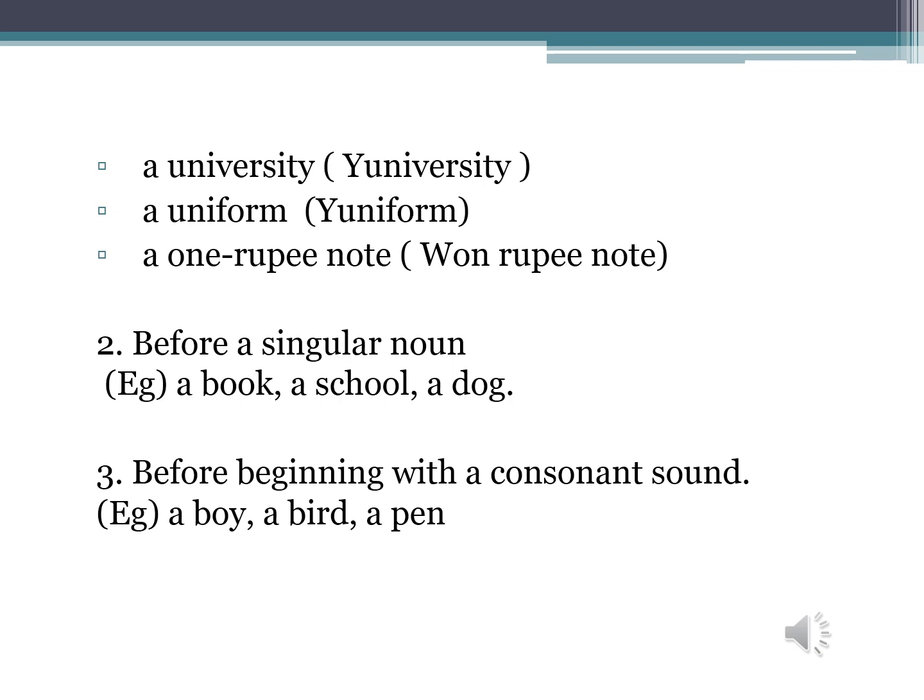Second usage is before a singular noun, we can use the article a. For example, a book, a school, a dog. Third usage is before words beginning with a consonant sound, as I said earlier. For example, a boy, a bird, a pin.